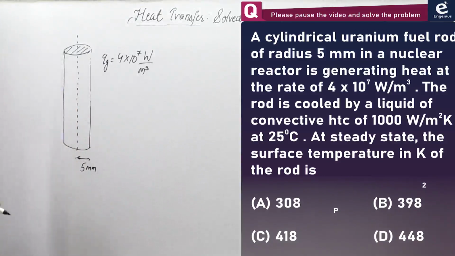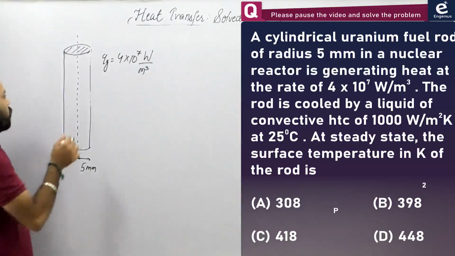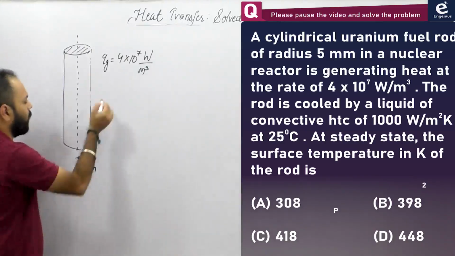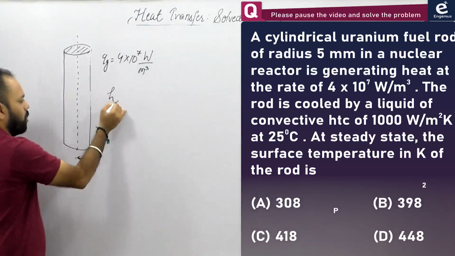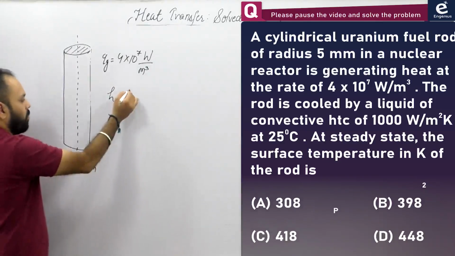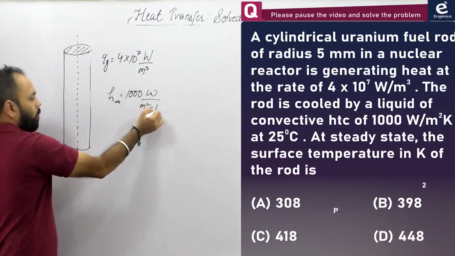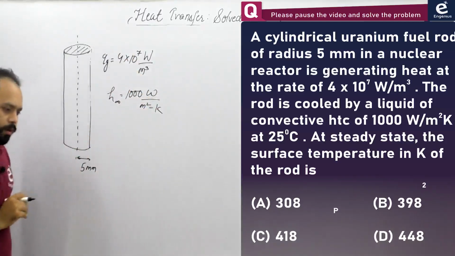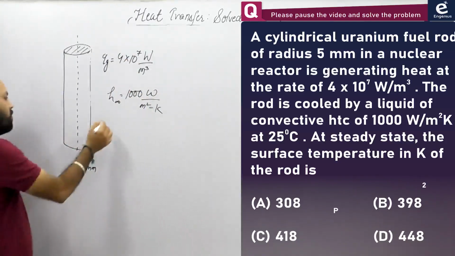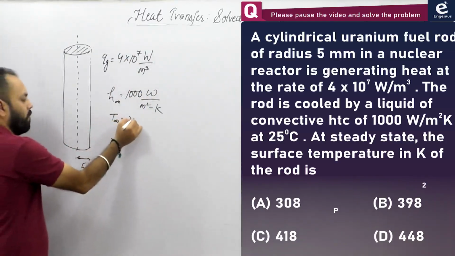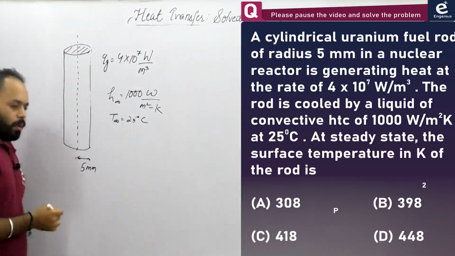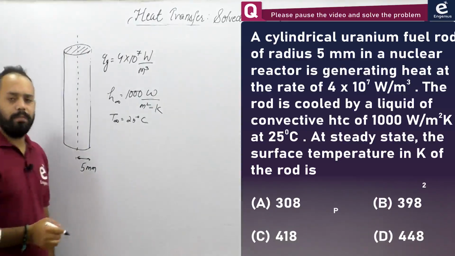The rod is cooled by a liquid having convective heat transfer coefficient. So यहाँ पे कोई insulation नहीं है, directly there is liquid. So H infinity is very high. It is given as 1000 watt per meter square Kelvin. No problem with the units. Okay, at 25 degrees Celsius. T infinity is 25 degrees Celsius, correct? Okay. At steady state, the surface temperature of the rod.